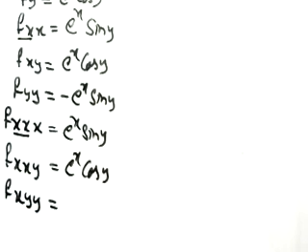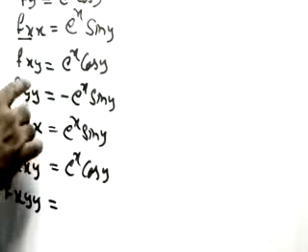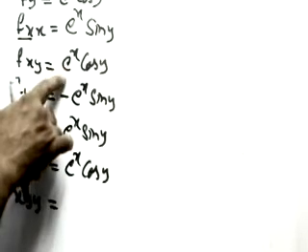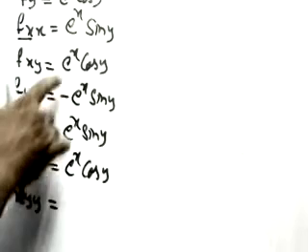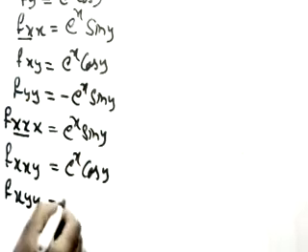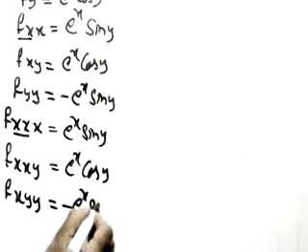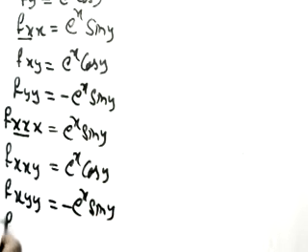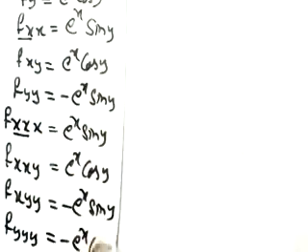fxyy equals, now what is its formula? Differentiate fxy with respect to y. So d by dy of cos is minus sine: minus e power x sine y. Now lastly, fyyy, differentiation of fyy with respect to y. So d by dy of sine is cos, so minus e power x cos y. This is the first step.